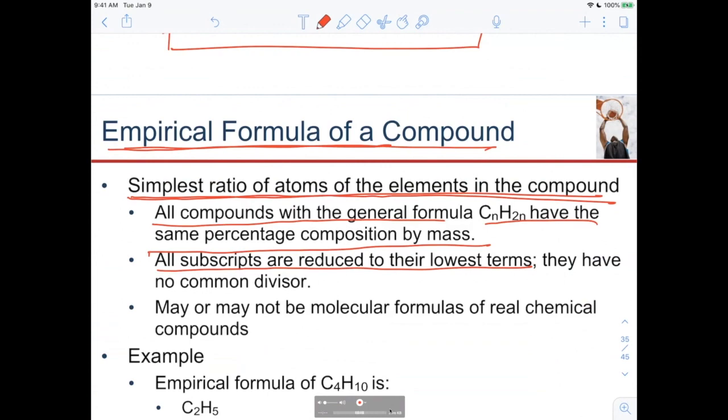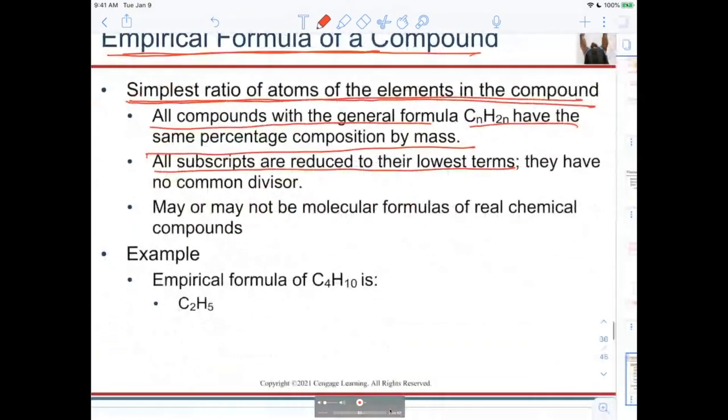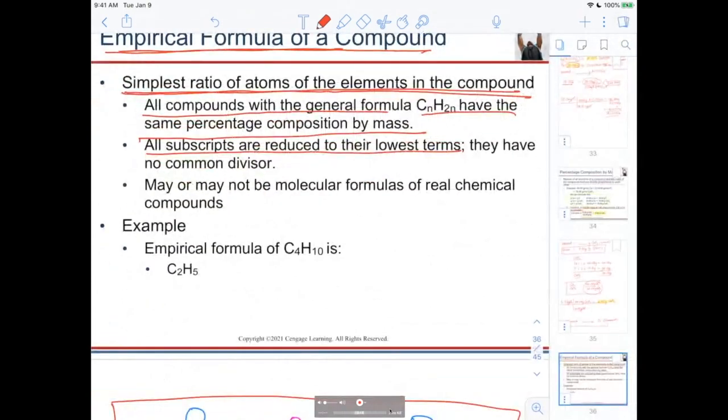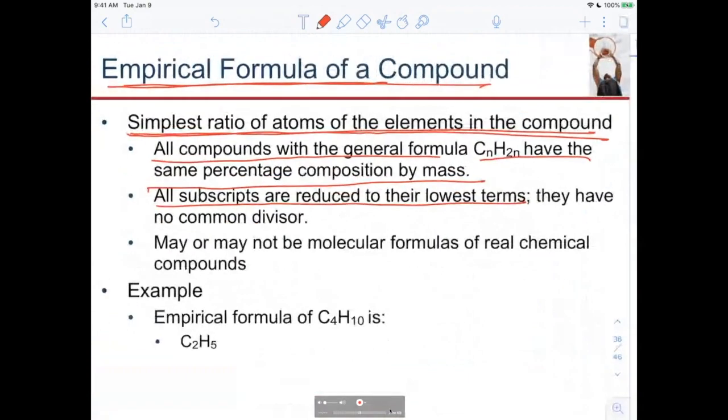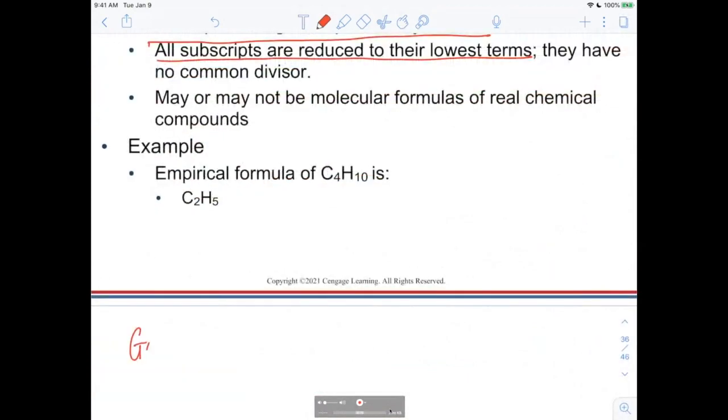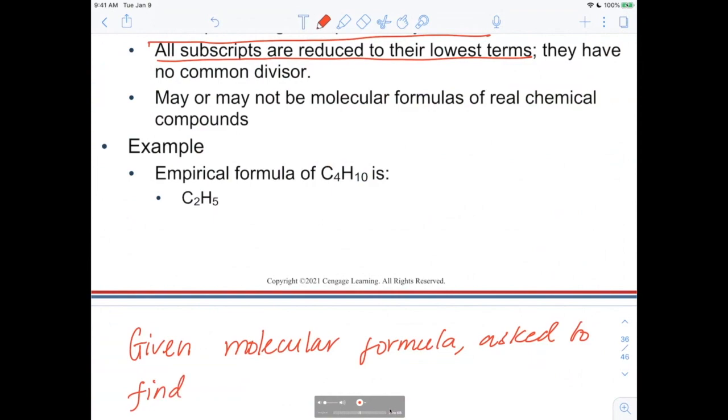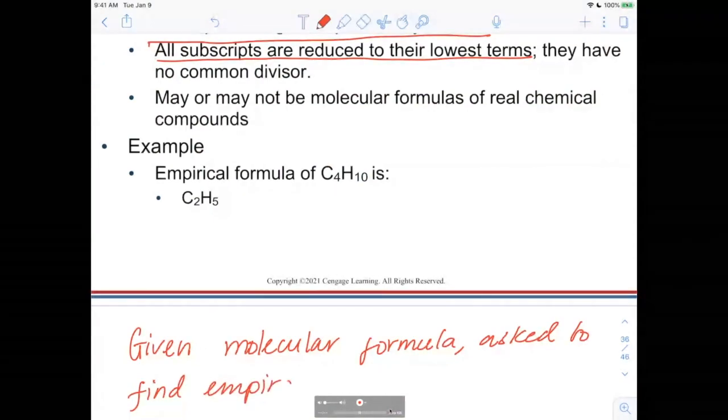You're usually given a molecular formula. So let me go ahead and include this in here. I want a new fresh paper, so I'm going to write here. So you're given a molecular formula, the one where you have every atom present that actually exists in the compound. Given a molecular formula, asked to find the empirical formula.